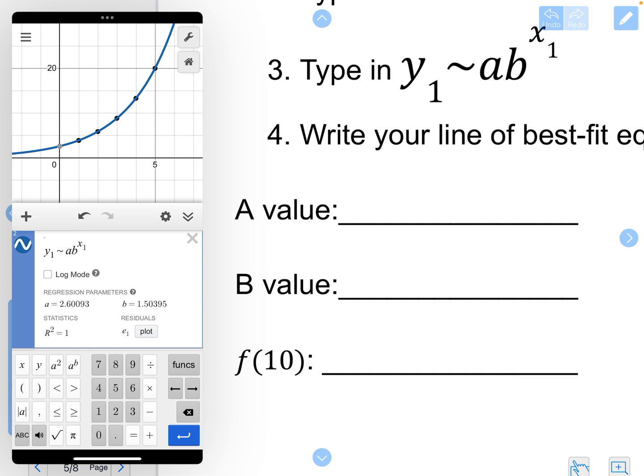So right here is our A and our B value. I'm always going to round to the 100th. So 2.6, what comes after the 6 is 0. After the 0 is still a number 0. Our B value is 1.50. And the number after the 0 is less than 5, so we're going to leave it like that.